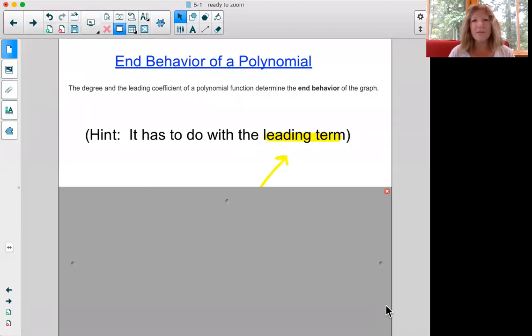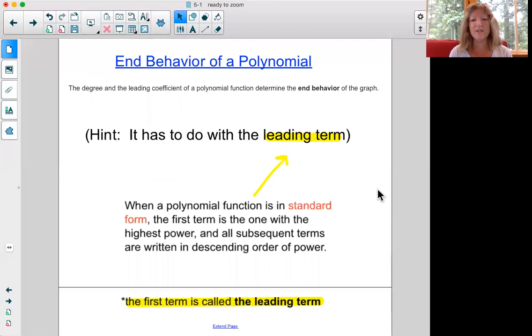So I'm going to see if you can figure out what it is about a polynomial function that determines the end behavior. And here's a big hint: it has to do with the leading term. What is a leading term? We talked about the leading term in a previous video about putting polynomials in standard form. When a polynomial is in standard form, the term with the highest power on the variable, the highest degree, goes in front, and that term is called the leading term.